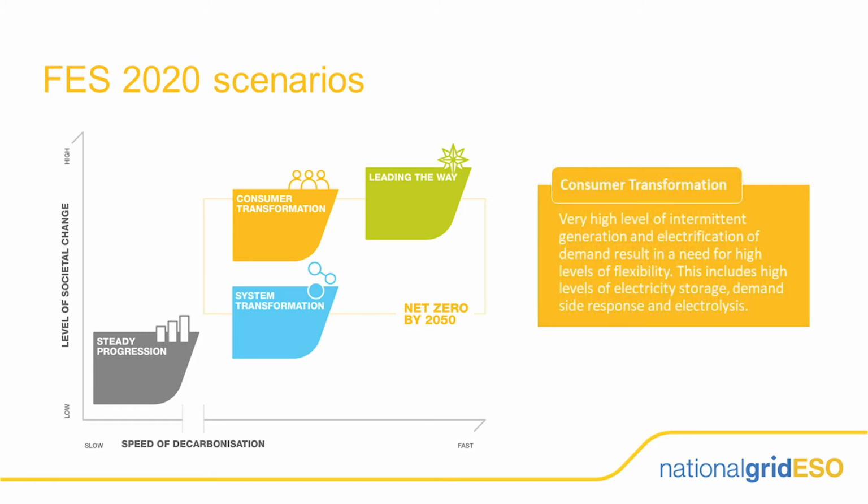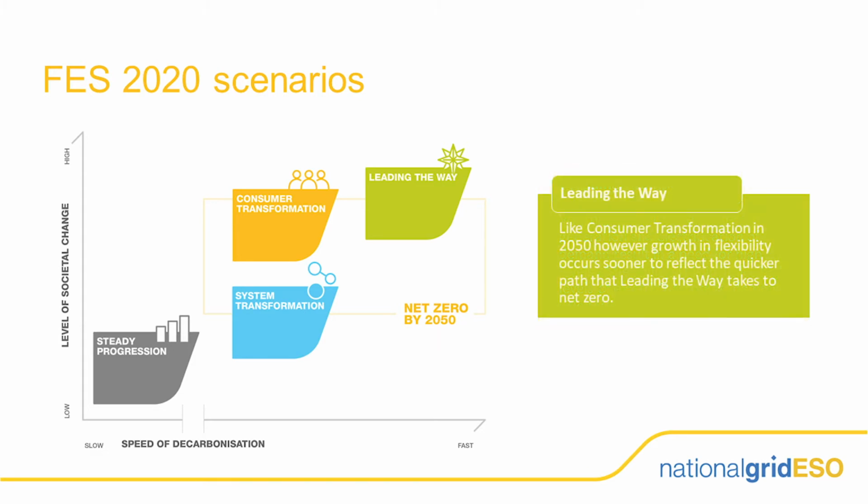Consumer transformation has very high levels of intermittent generation and electrification of demand. This results in a need for high levels of flexibility. This includes high levels of electricity storage, demand-side response, and electrolysis. Now, leading the way is very similar to consumer transformation by 2050. However, growth in flexibility occurs sooner to reflect the quicker path that leading the way takes to net zero.